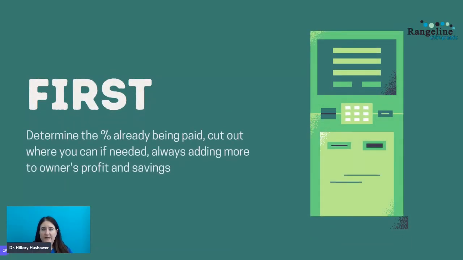So first, like we said, we're going to determine the percent already paid out. So look at your overhead, calculate the different categories that you want to make, cut out where you can, and then if there's more, we add more to the owner's profit and more to the savings. And if you know you're going to want to buy a commercial building, maybe the percent you're going to put in the savings checking account is actually a little bit higher.